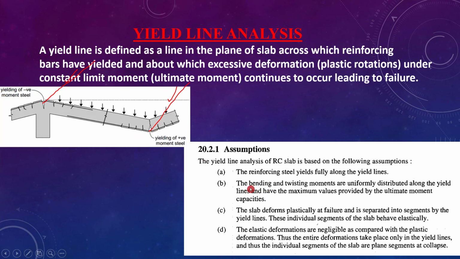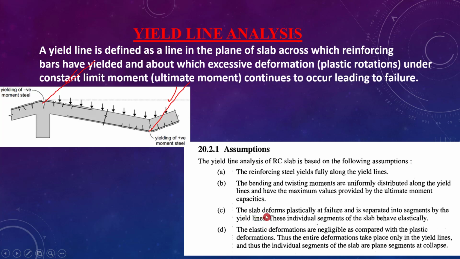and fully. Then two, the bending and twisting moments are uniformly distributed along the yield lines and have the maximum values provided by the ultimate moment capacity. So the bending moment and twisting values will be the same for a single yield line.